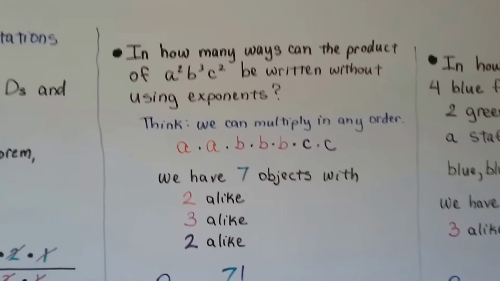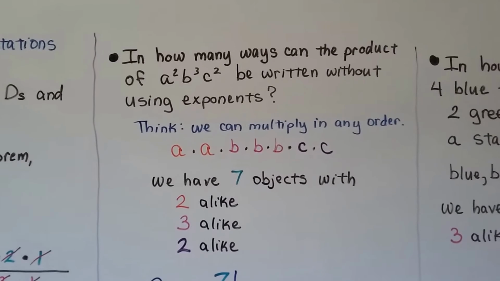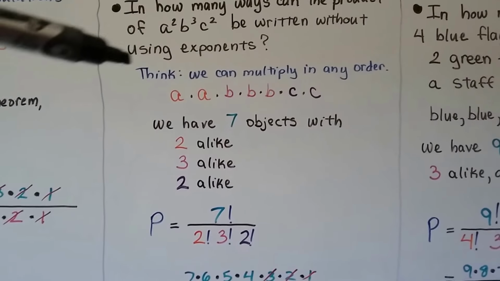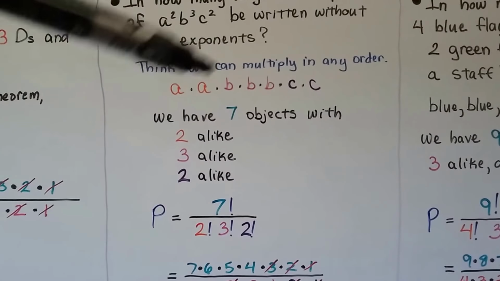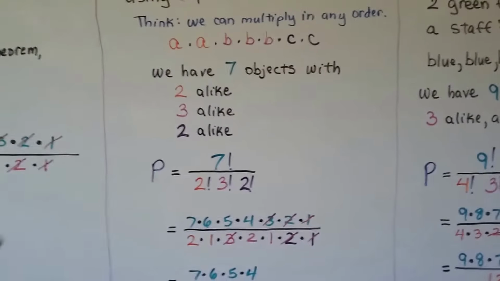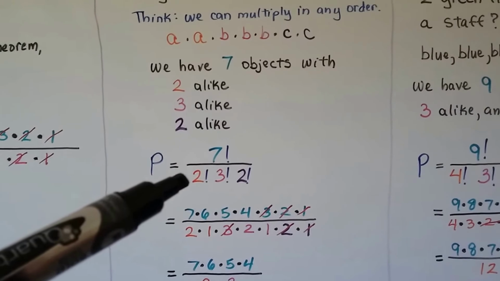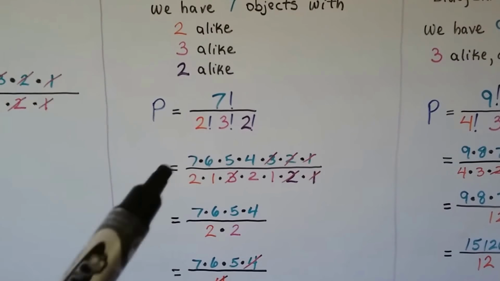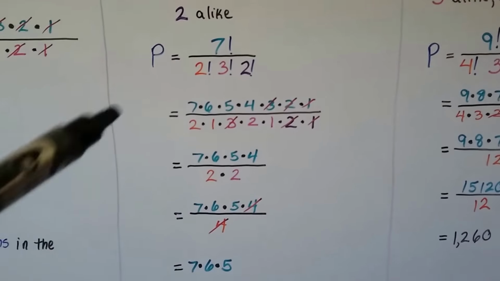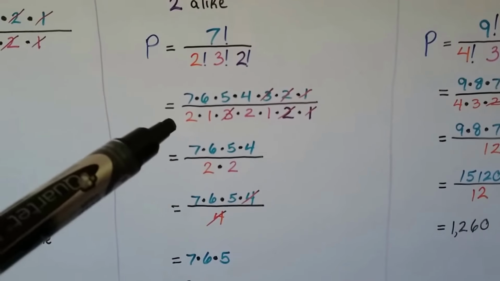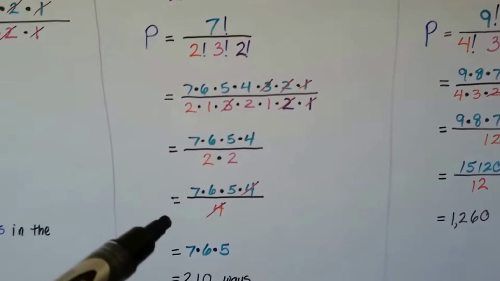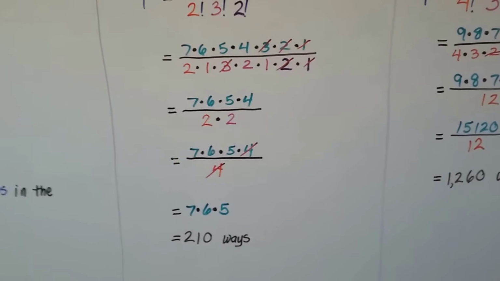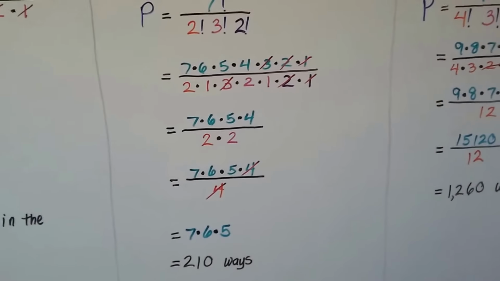How many ways can the product of a squared, b cubed, c squared be written without using exponents? So remember, we can multiply in any order. We have 7 objects. There's 2 alike, 3 alike, and 2 alike. We have 7 factorial over 2 factorial times 3 factorial times 2 factorial. We can expand it and cancel out common factors. We're left with 7 times 6 times 5 times 4 over 2 times 2, which gives us a 4 that lets us cancel that one out. We get 7 times 6 times 5, which is 210 ways. Now I'll show you how to do this on a calculator in a second, okay?